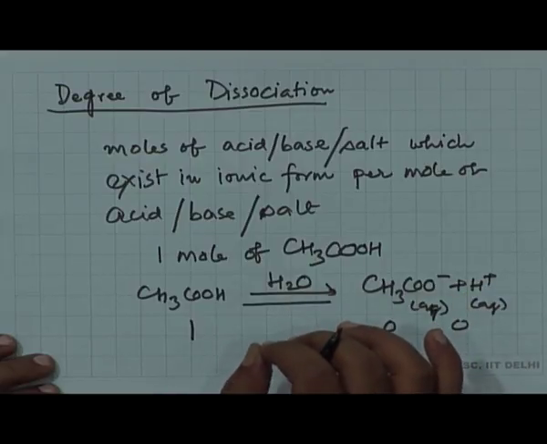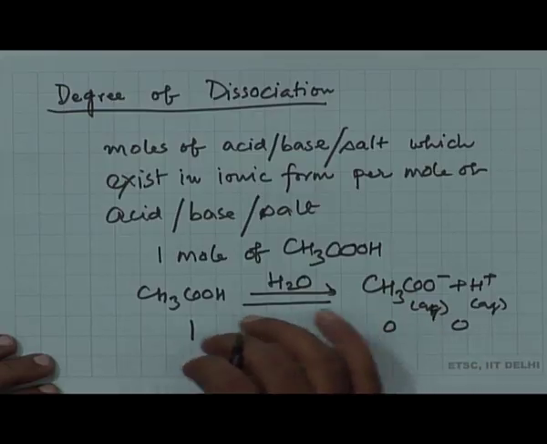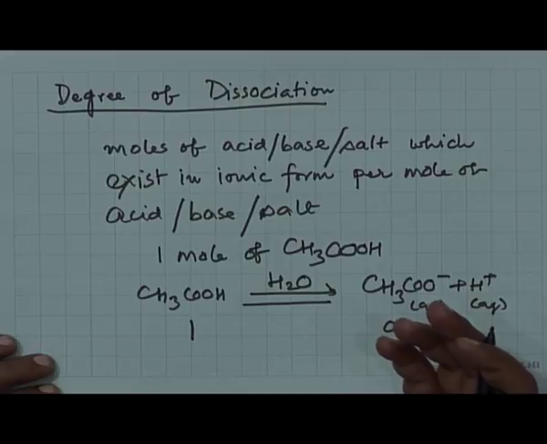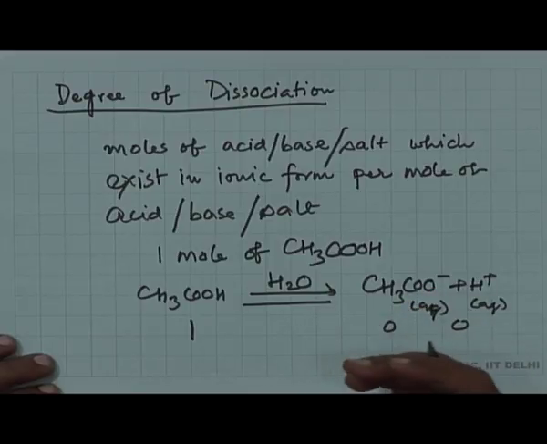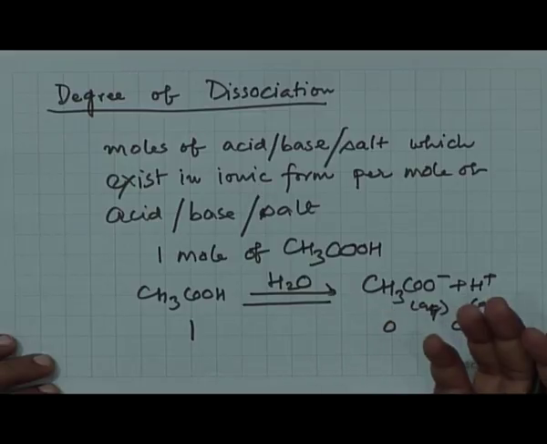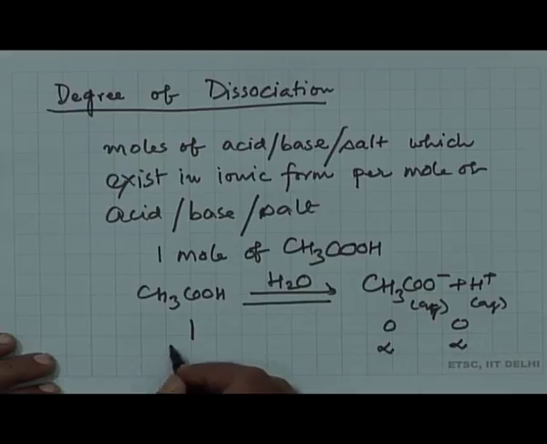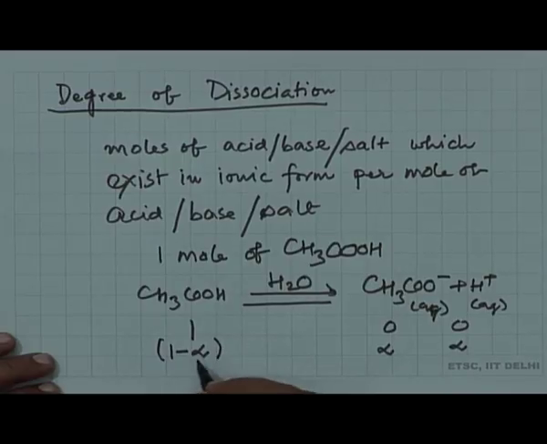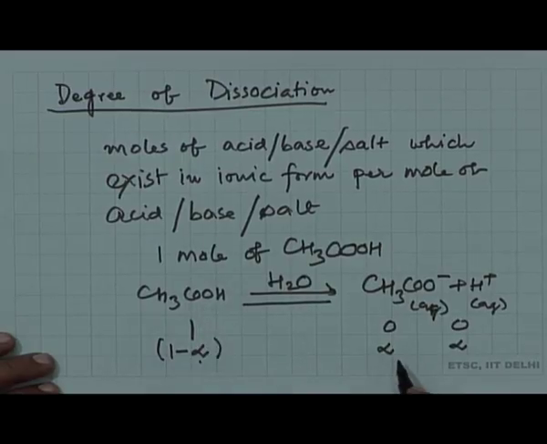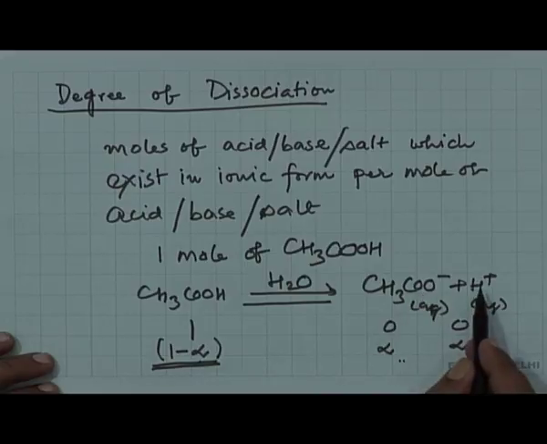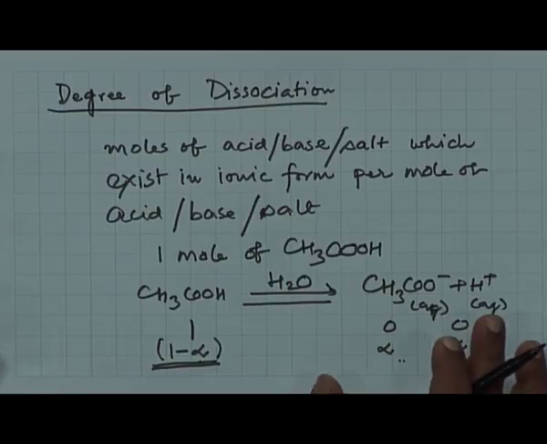The amount in moles which goes into ionic form is called your degree of dissociation. For example, if alpha mole of acetic acid goes to ionic form, what does that mean? That alpha mole of acetate ion will be formed, alpha mole of H plus will be formed, and what we are left with is 1 minus alpha. The ions generated are alpha mole of acetate ion and alpha mole of H plus ion. So, this is the degree of dissociation.